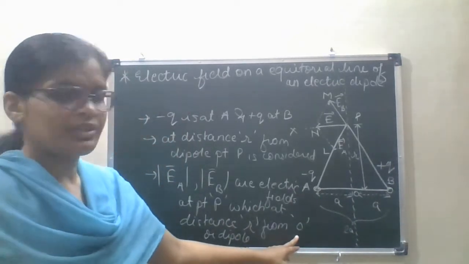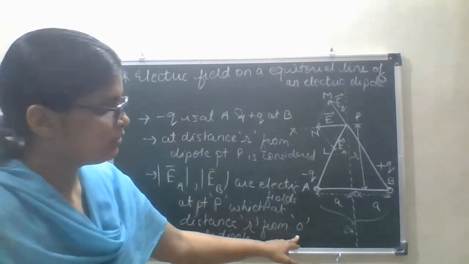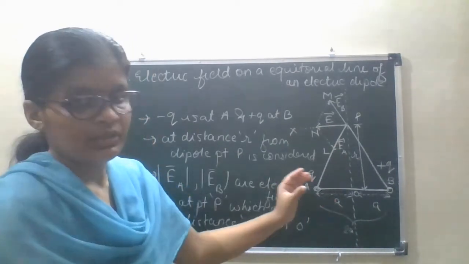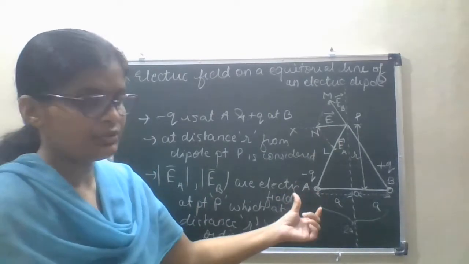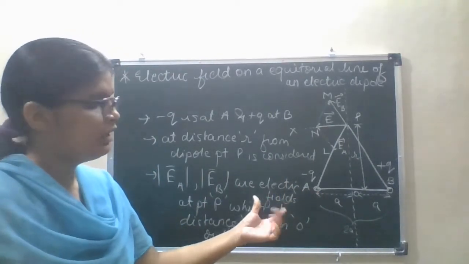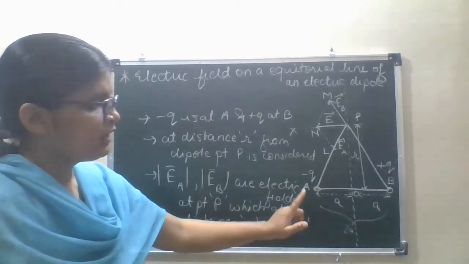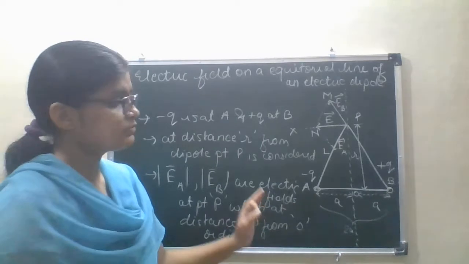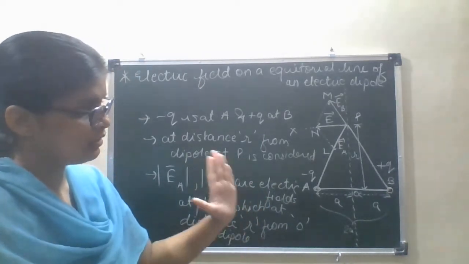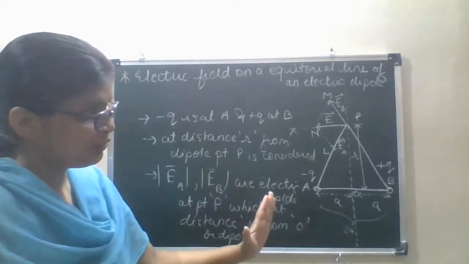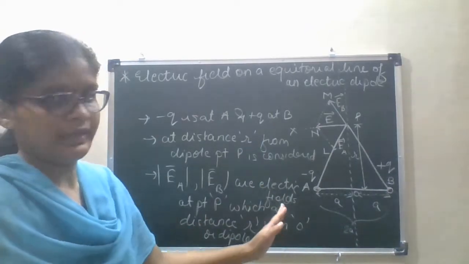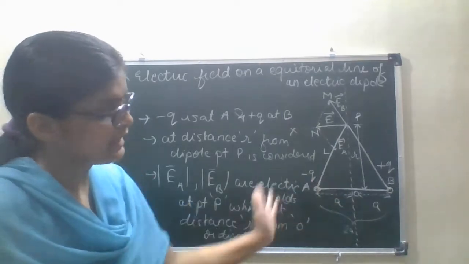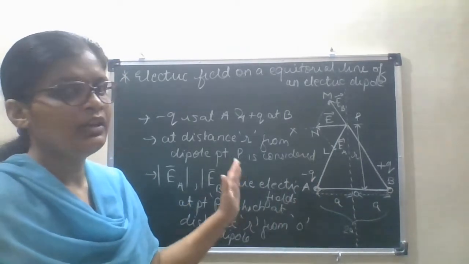It is more correct to say that point P is situated at a distance r from O, because O is situated at the middle of the dipole. Okay, so the length of the dipole is 2a, and P is situated at the distance r from O. O is the midpoint of the dipole, and on both sides we have equal distance, so we are calling it an equatorial line.